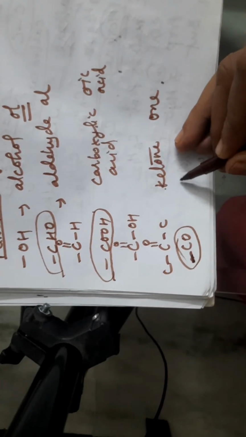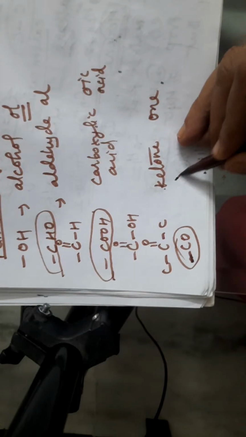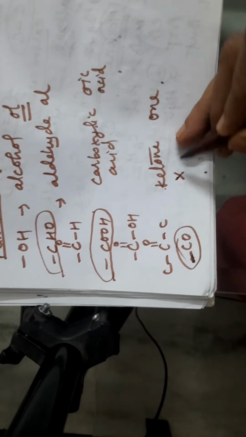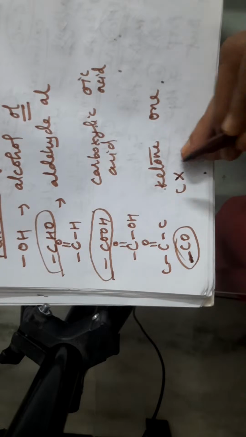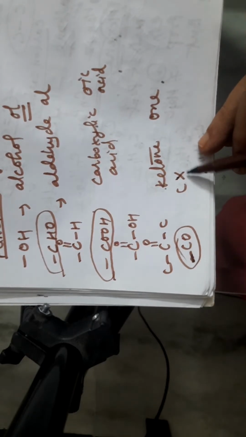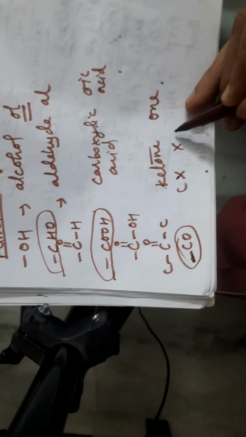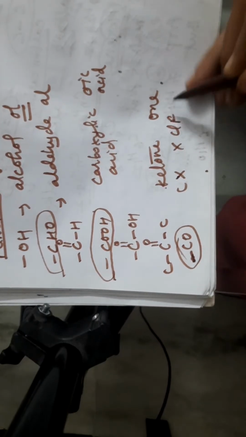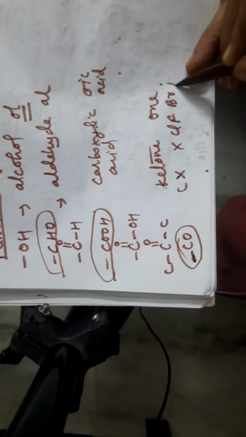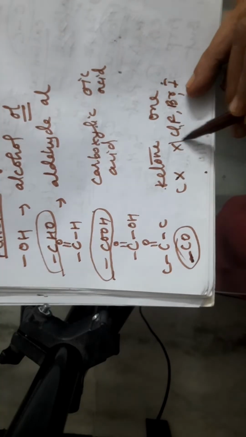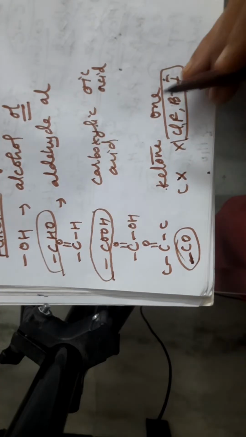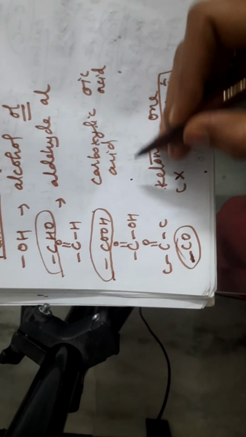For halogen, we add X. One of the hydrogens is replaced by X, where X stands for chlorine, fluorine, bromine or iodine. Next, suppose it is CH3COOH, we are going to represent it.